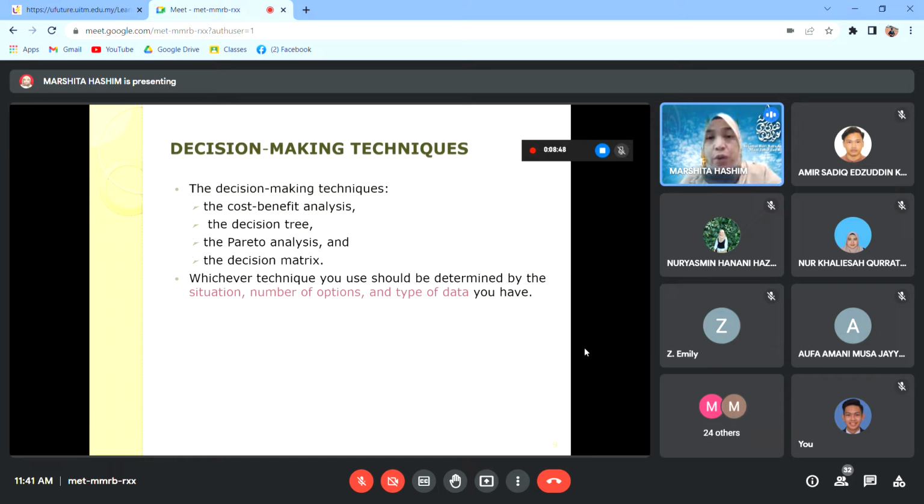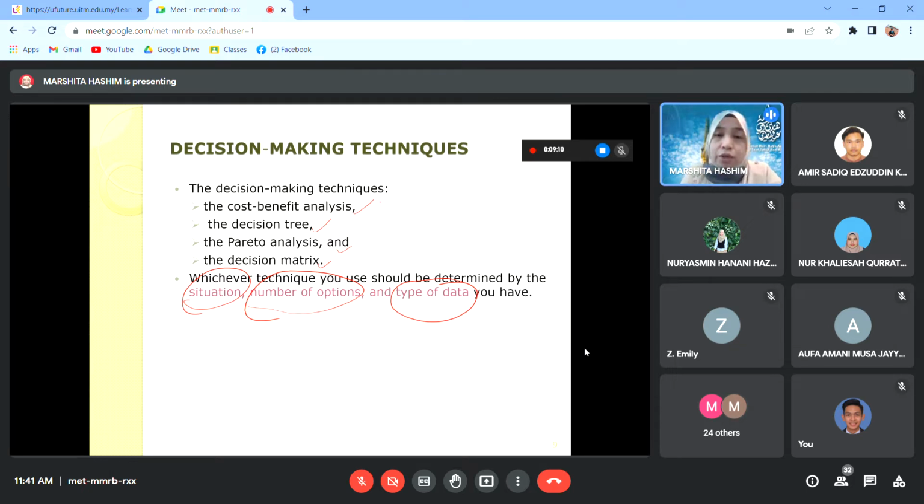What are the techniques that we have? The first ones are cost benefit analysis, decision tree, Pareto analysis, and decision matrix. Whichever technique you use should be determined by the situation. To select the technique, you look at the situation, number of options, and types of data available. Then you choose which technique.